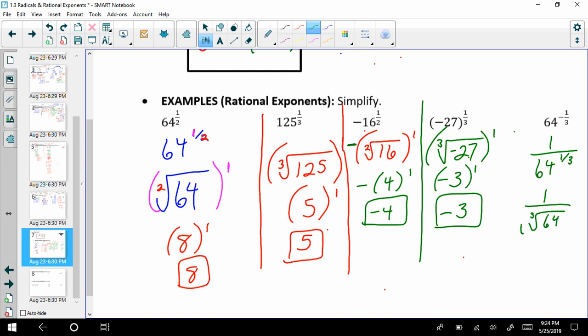So cube root, and then the 1 on the outside. Cube root of 64, is 64 a perfect cube? If you look at the list, yes it is. It's a 4. Then it's still to the first. And 4 to the first is 4, so this answer is 1/4.